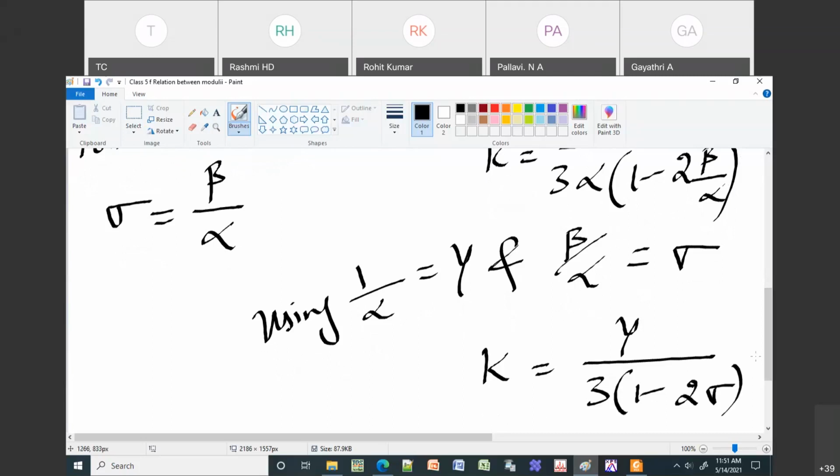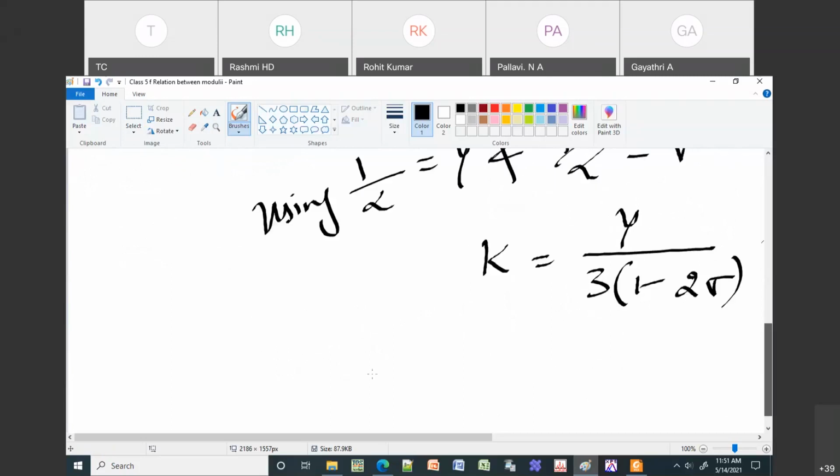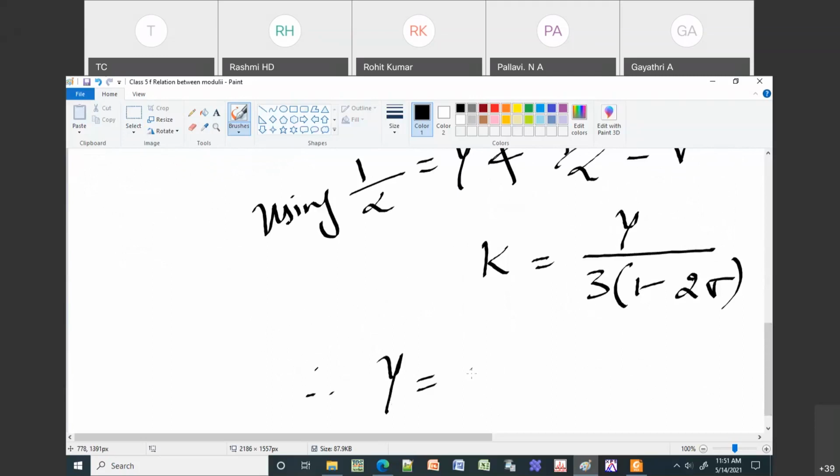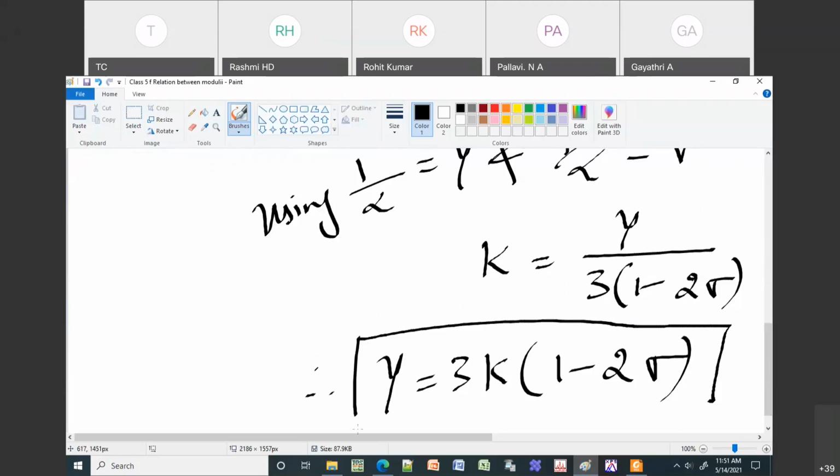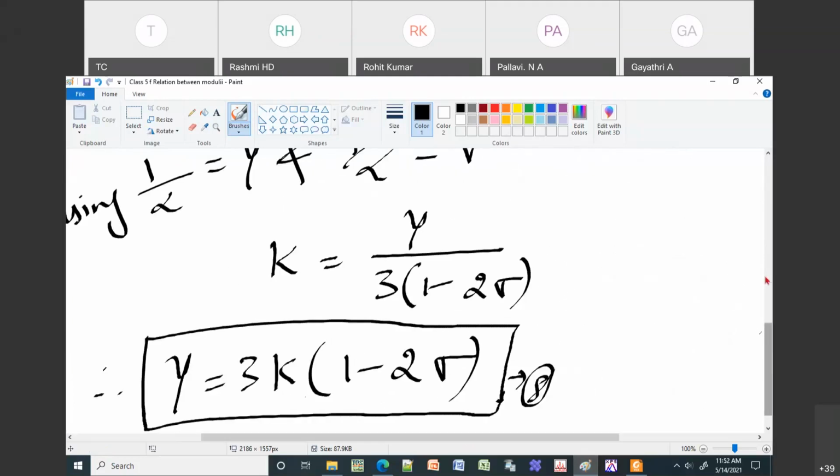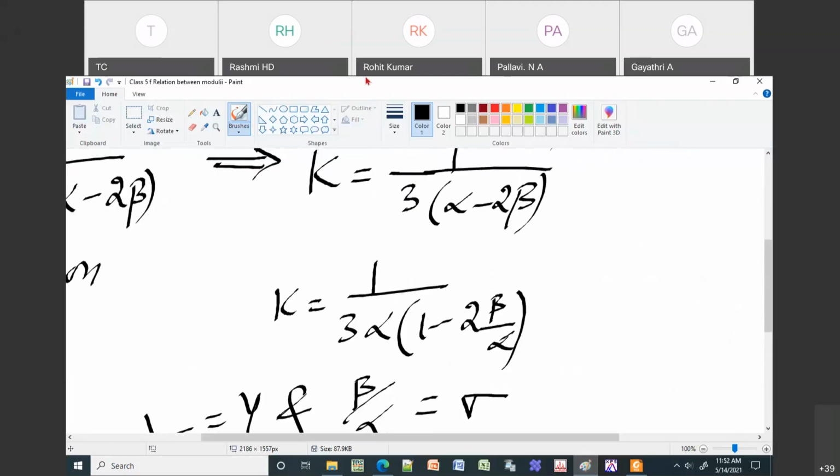Then if I want to keep only y on one side, y is equal to 3k into 1 minus 2 sigma. This is your relation between y, k, and sigma. We'll call this equation number 8. Let me stop at this point because it's already too much. We will continue in the next class with the last relation.